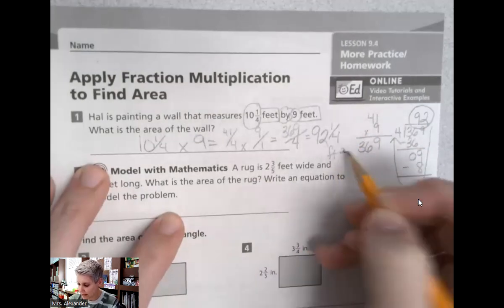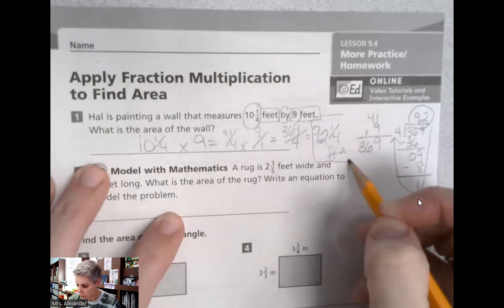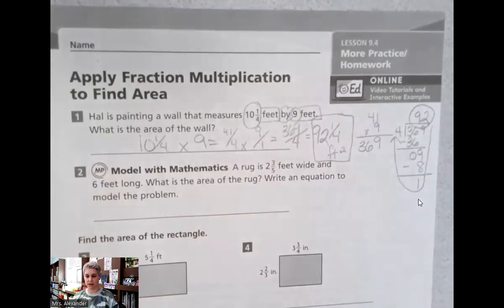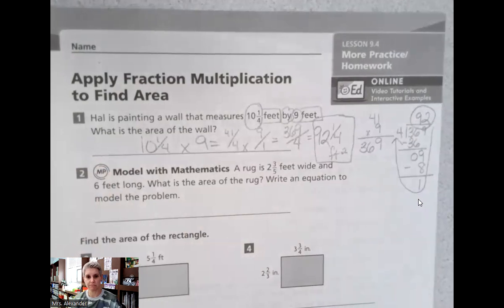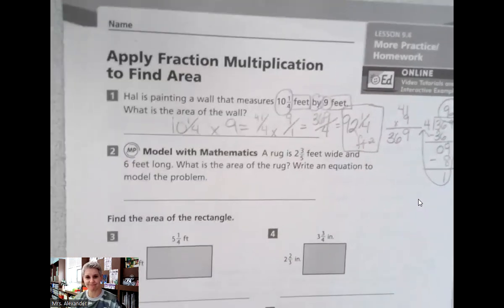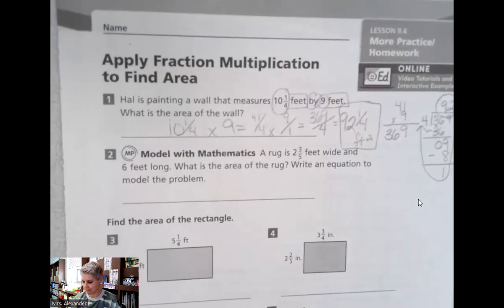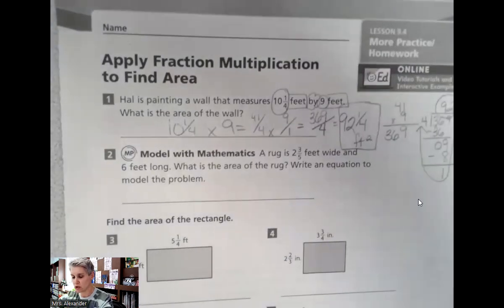Did you label your answer? Square feet or feet squared? There it is. Good. All right, next, a rug is 2 3/5 feet wide and 6 feet long. What is the area of the rug? Write an equation to model.